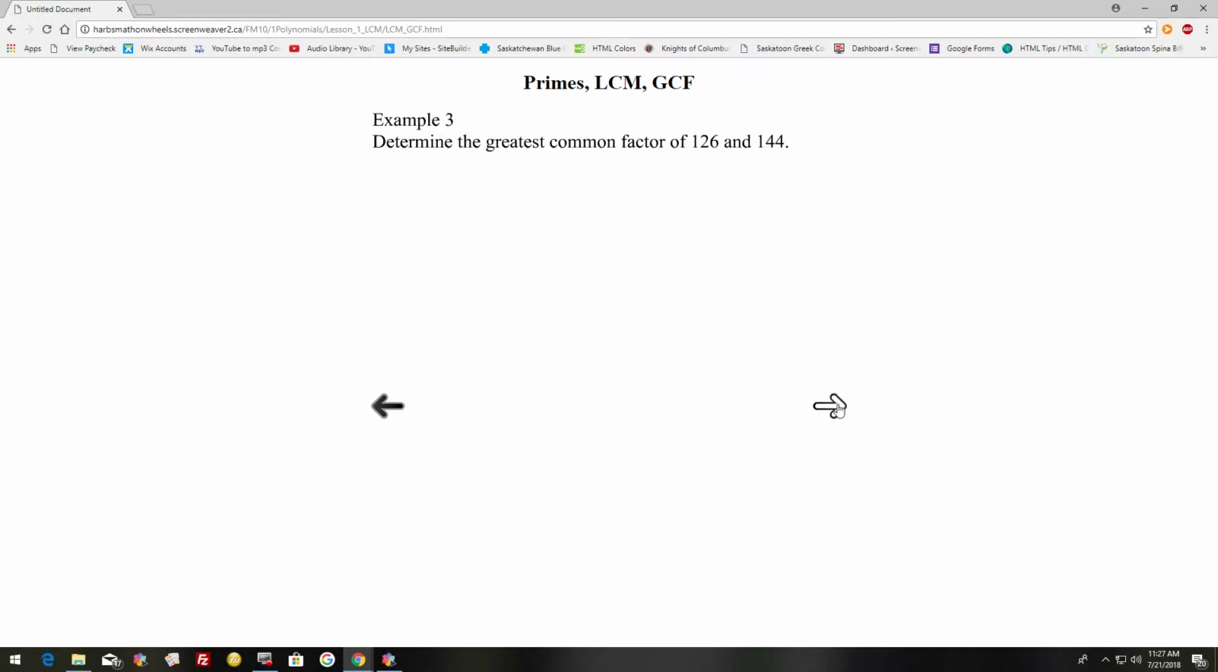List the prime factors of each. So 126 divided by the prime 2 and 144 divided by the prime 2. We get 63 and 72. Let's now prime factor 63 using 3. 63 divided by 3 is going to be 21, but 72 can be divided by 2 again, so we're going to get 36. So now we're dealing with 21 and 36.